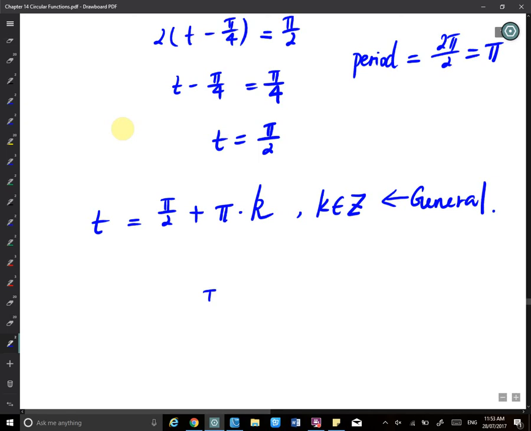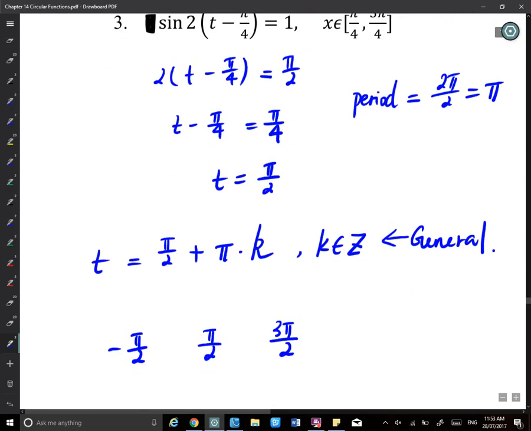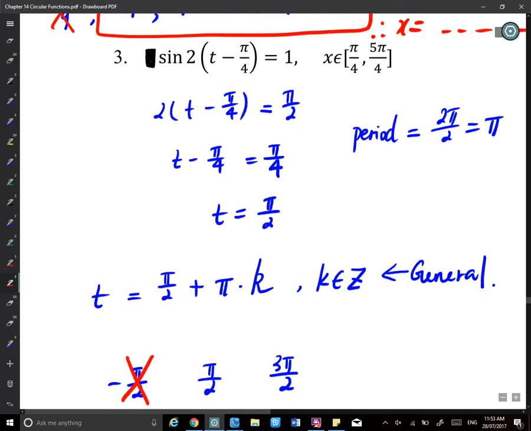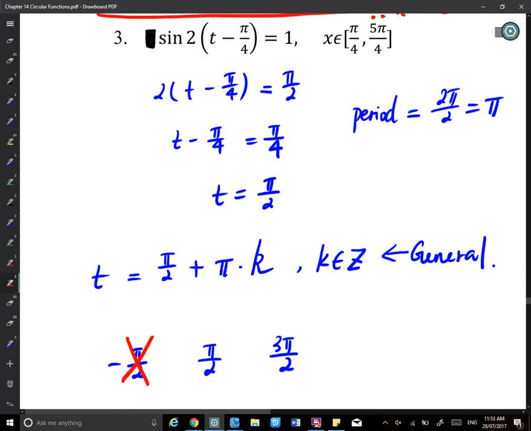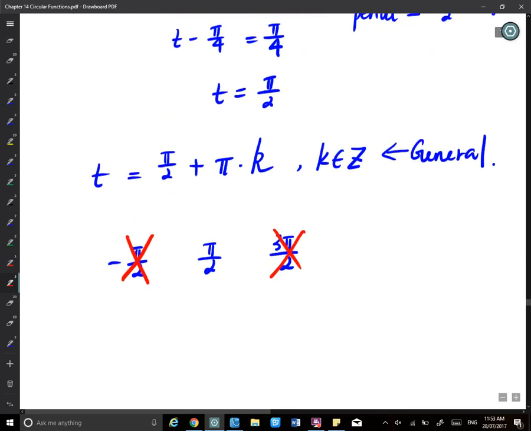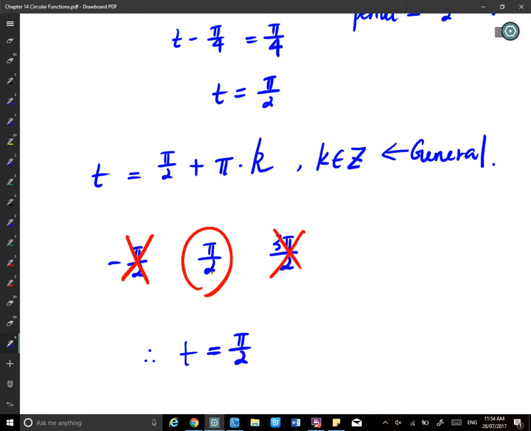Okay, pi on 2. If I add a period, it's 3 pi on 2. If I subtract a period, it's negative pi on 2. Negative pi on 2 is out of the domain. I won't have it. 3 pi on 2 is 6 pi on 4, out of the domain as well. So the only solution is t equals to pi on 2 only.